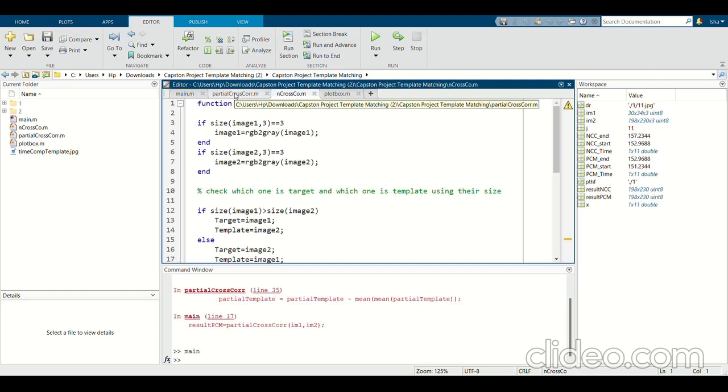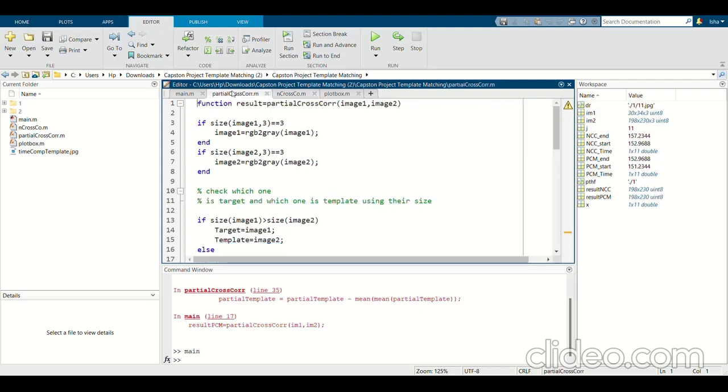Okay. After this normalized cross correlation, let us understand why we need partial cross correlation. In normalized cross correlation, what are we doing? We are traversing over the whole template, so it is not so efficient. So what are we doing here? We are just taking a part of the template, that is a partial template, and doing the same operation, and in this way we are reducing the time complexity of the operation. That is called partial elimination, meaning we are eliminating the template partially.